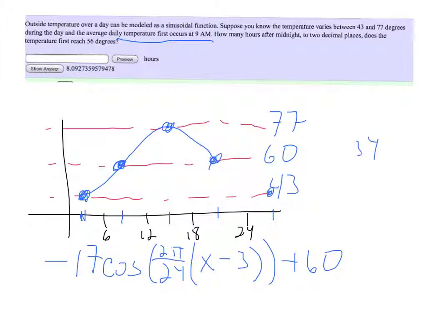Okay, so then how many hours after midnight, to 2 decimal places, did the temperature first reach 56 degrees? Well, we could certainly put this in a calculator. In fact, that's what I would do. I would put this into a calculator, and then I would put in Y2, I would write 56 degrees, and then I would see where the intersection is, the first intersection. Okay, hope that helps.